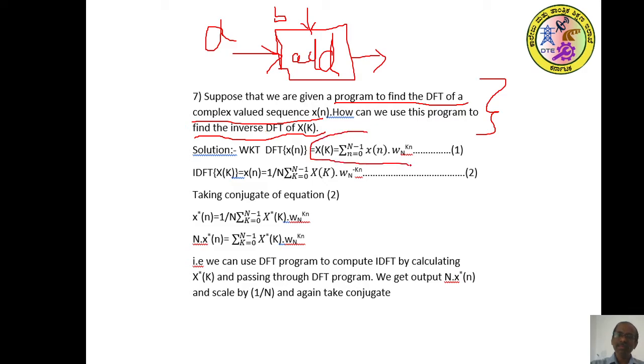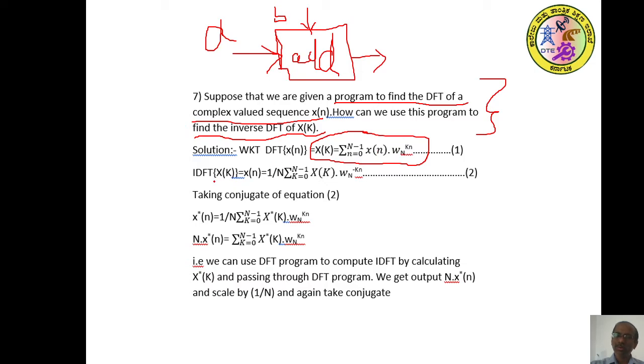We have a DFT equation. X of k is equal to summation 0 to n minus 1 x of n into omega n power kn. I was telling this formula as sum of products. X of n into omega n power kn is a product term, and this is sum, so we should call that as sum of products.